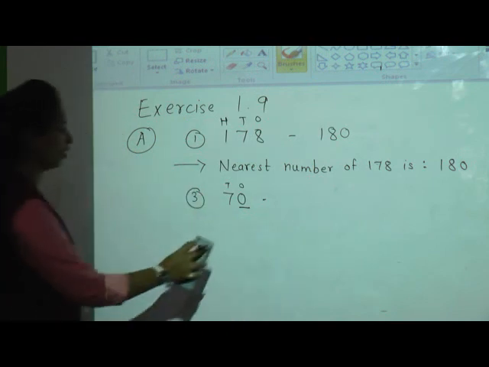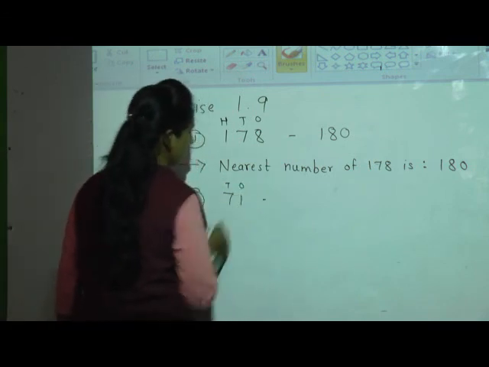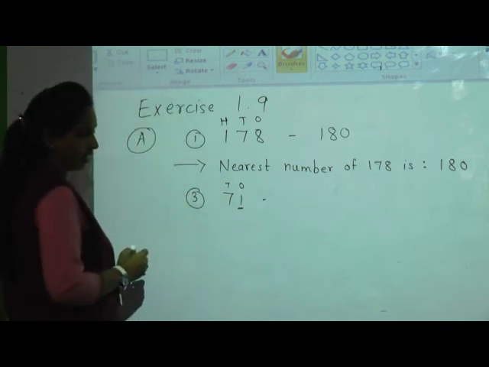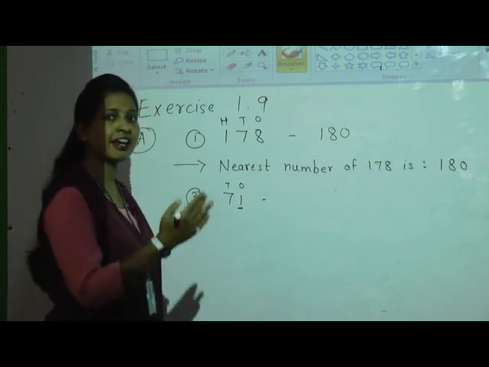Question I have written wrong. 71 they had given. 71. Okay? Underline the ones place. At ones place, what is there? 1 is there. 1 is less than 4.